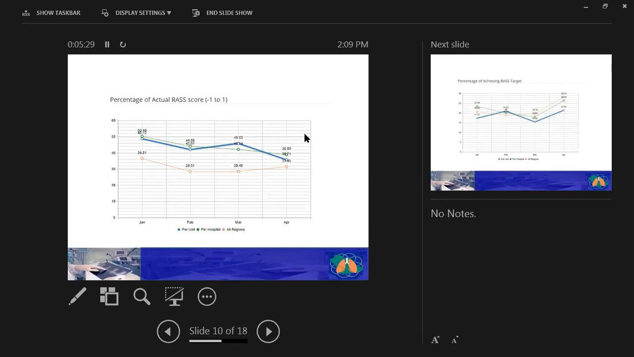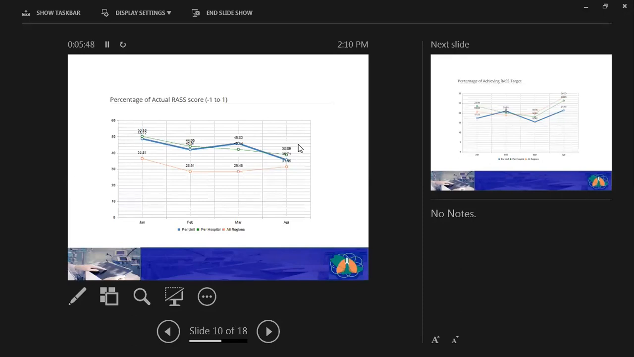So what's the percentage of our patients in the ICUs who are awake, calm, not heavily sedated? It is around 31% of patients. And we like to see this more. We like to see less sedation used, right? So we like to see this graph going up.